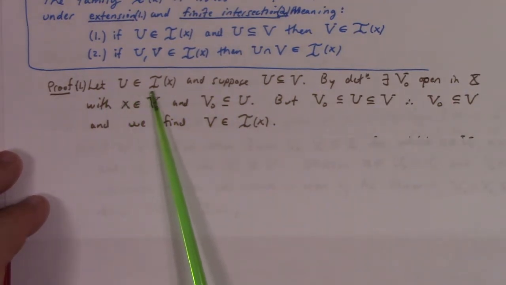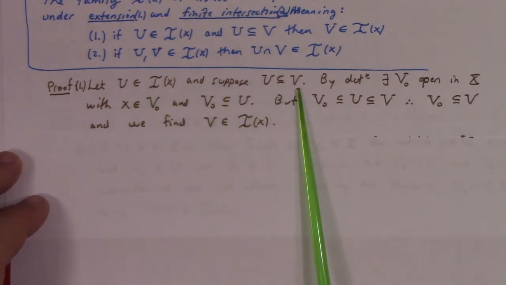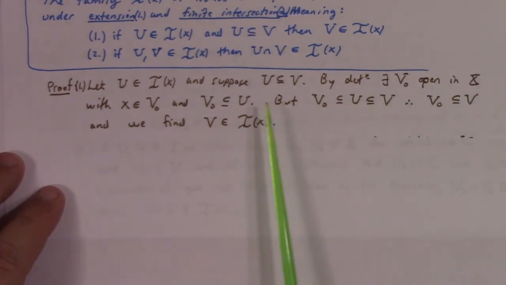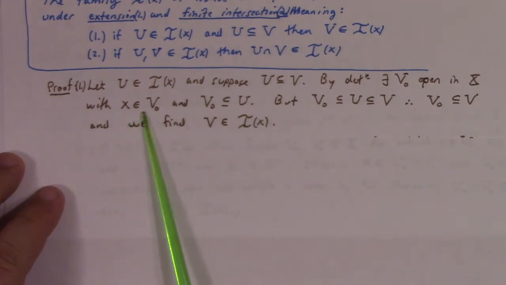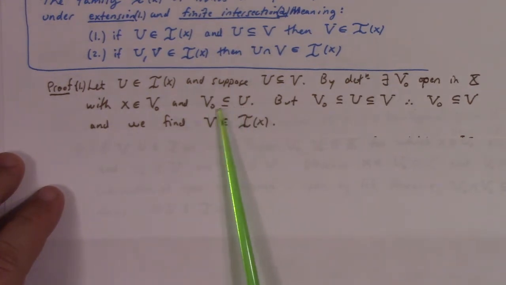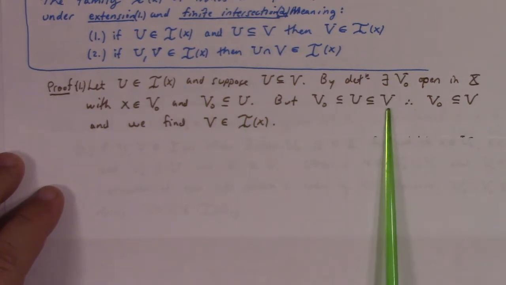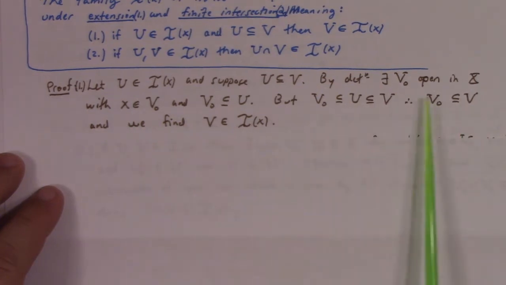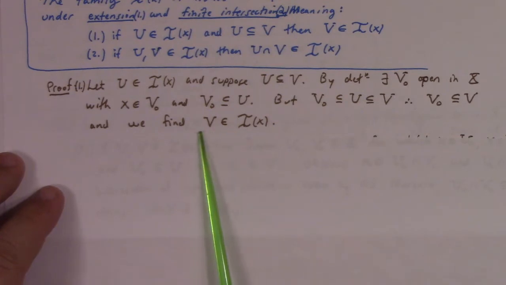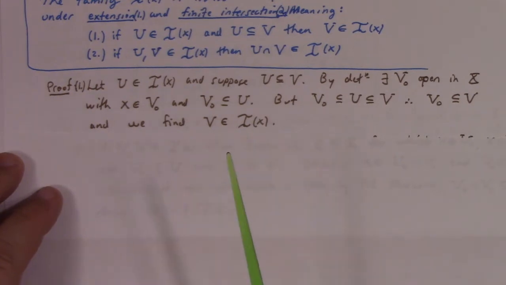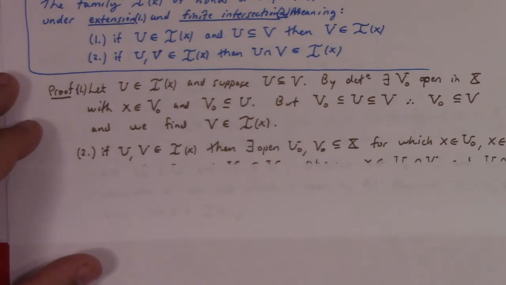All right, so let U be a neighborhood of X, and suppose U is a subset of V. Then, by definition, there exists V naught open in X with X an element of V naught, and V naught contained in U. But then V naught is also contained in V because V is a superset of U. So V naught is a subset of V, and therefore V is a neighborhood of X. Consequently, it's contained in I of X, which is the notation for the set of all neighborhoods of X.